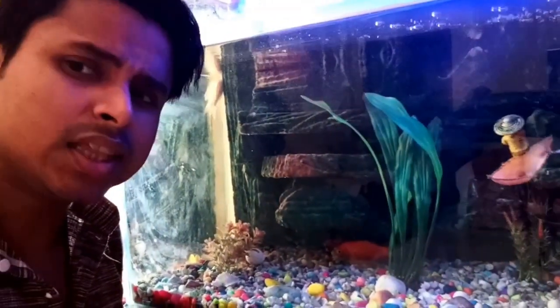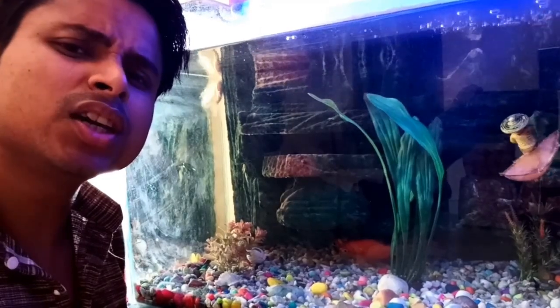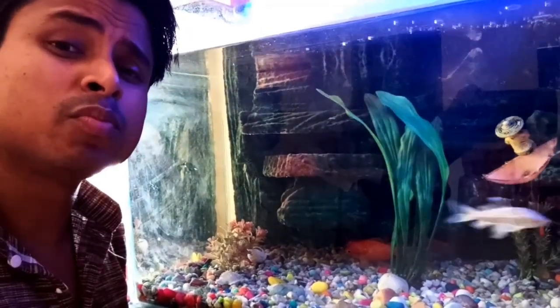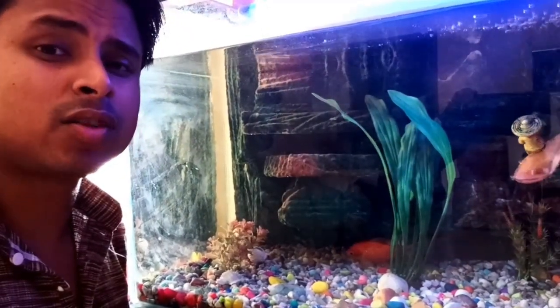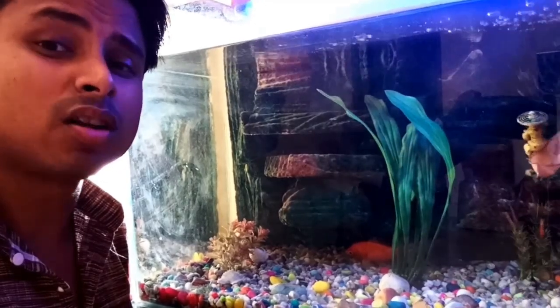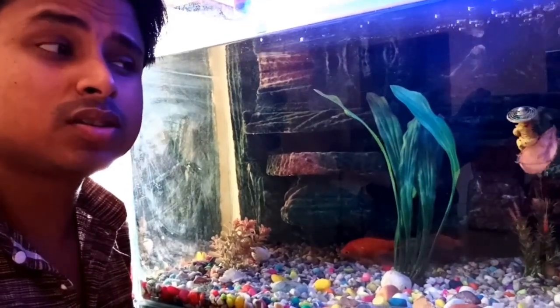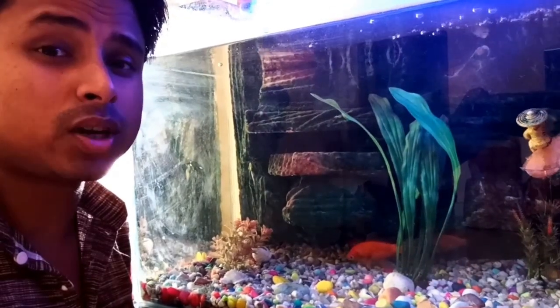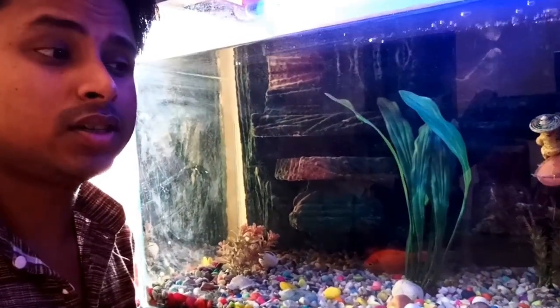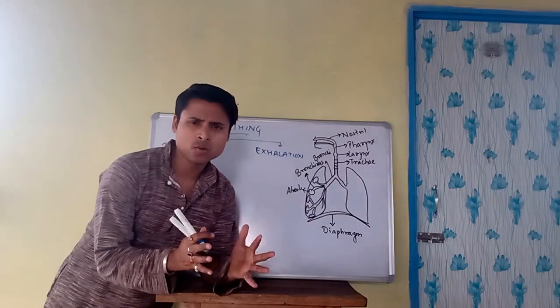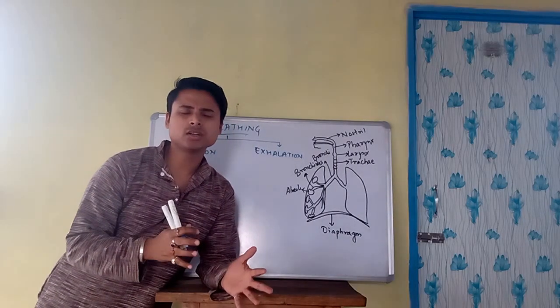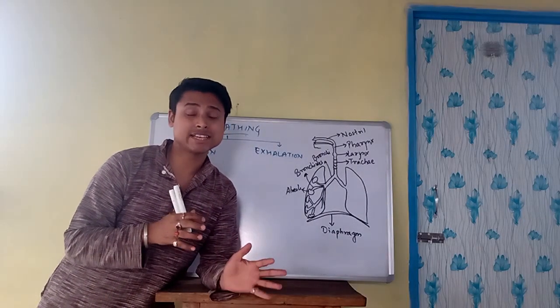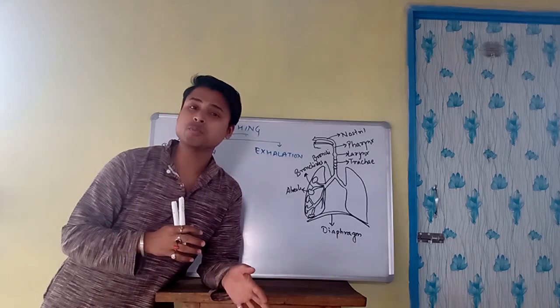That's why in them the rate of breathing is much faster than the terrestrial one, as they take the dissolved oxygen. Now dissolved means oxygen is found in the H2O, that's why it is dissolved, right? That's it. Now we will see how the breathing process takes place in human beings.